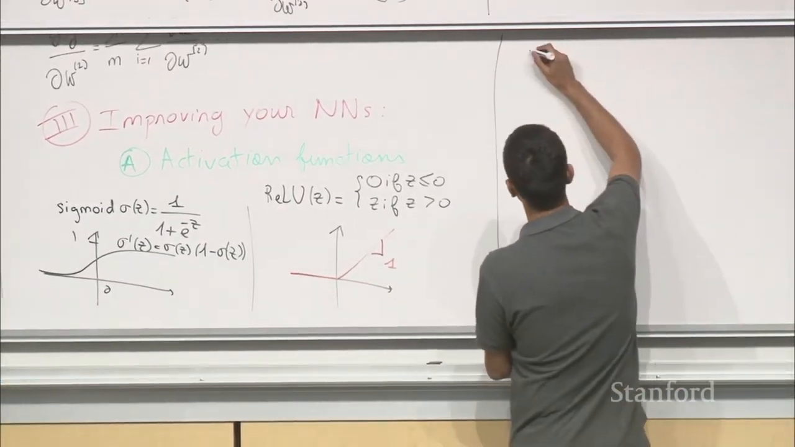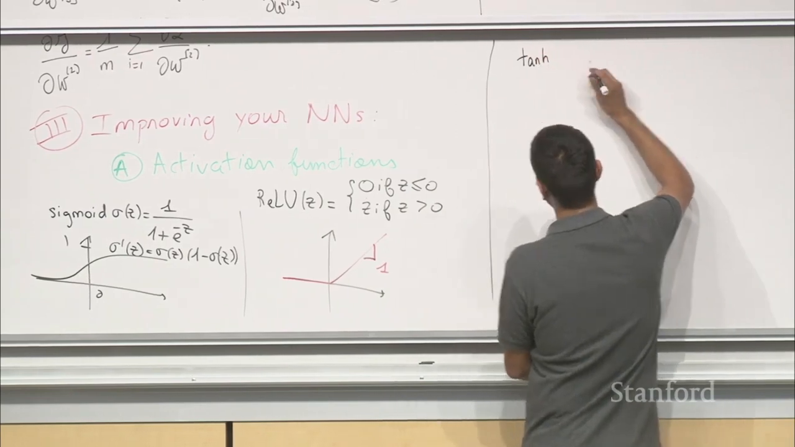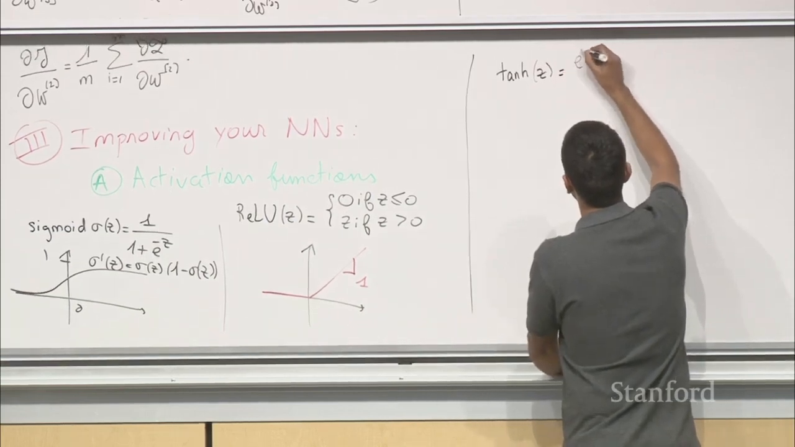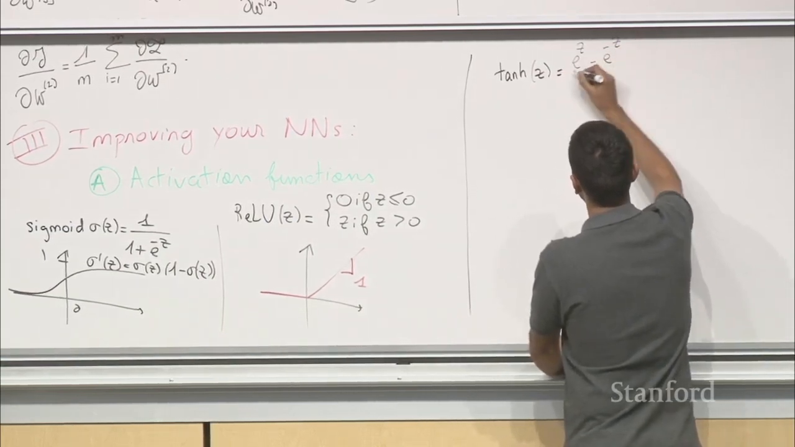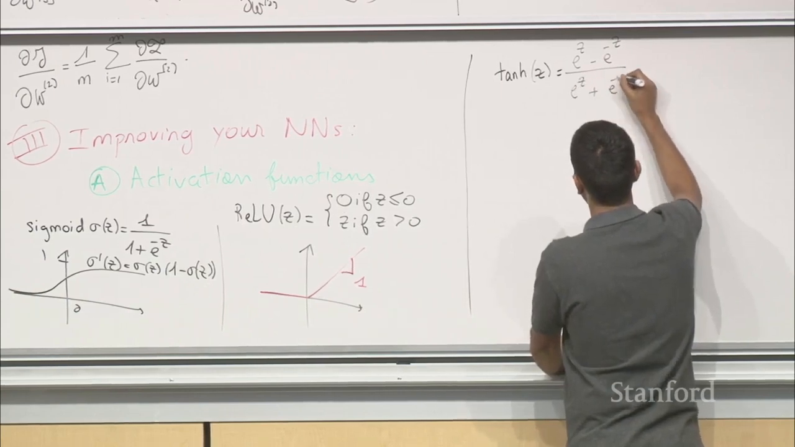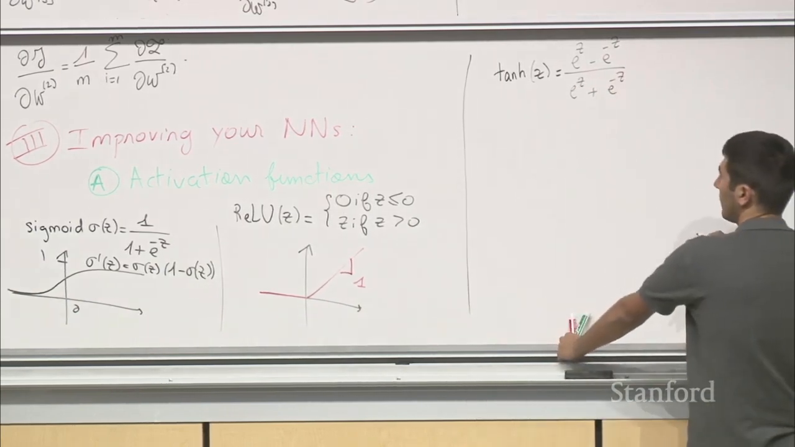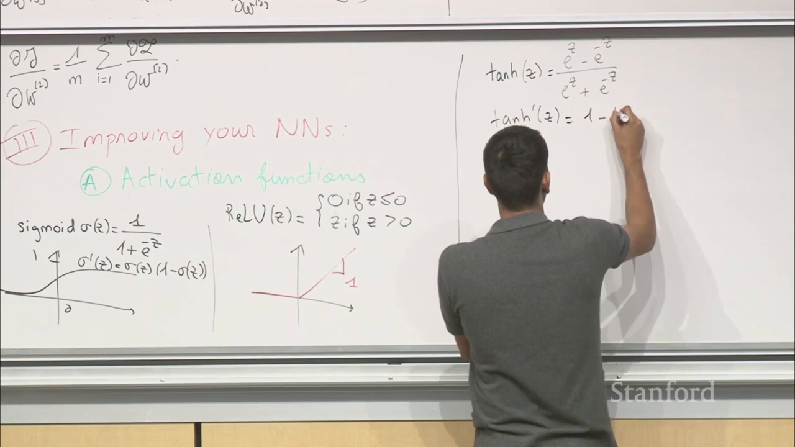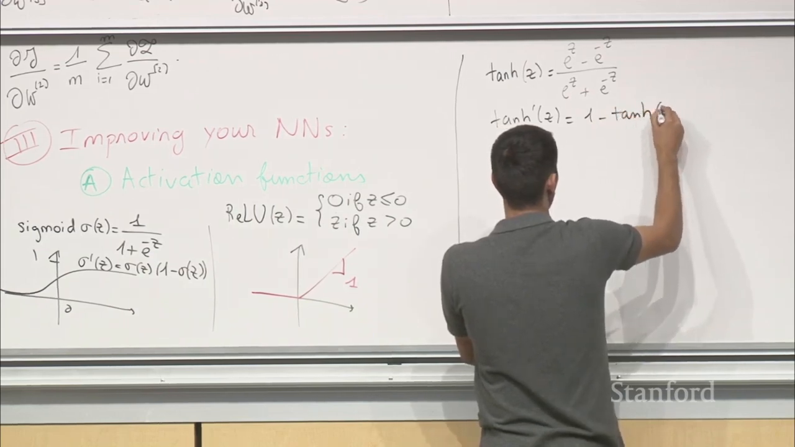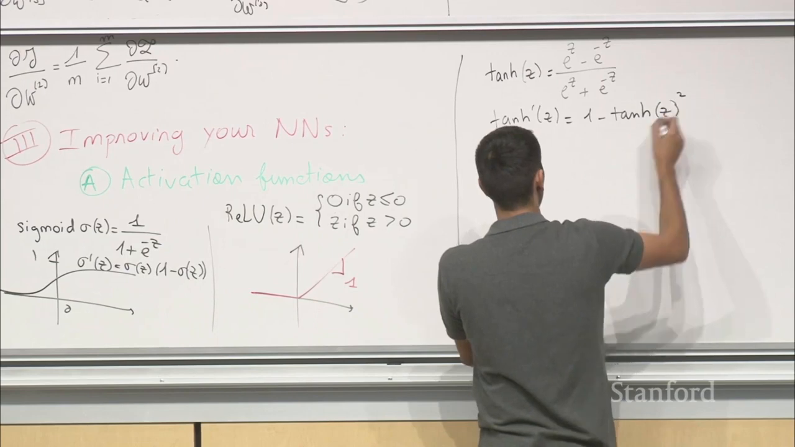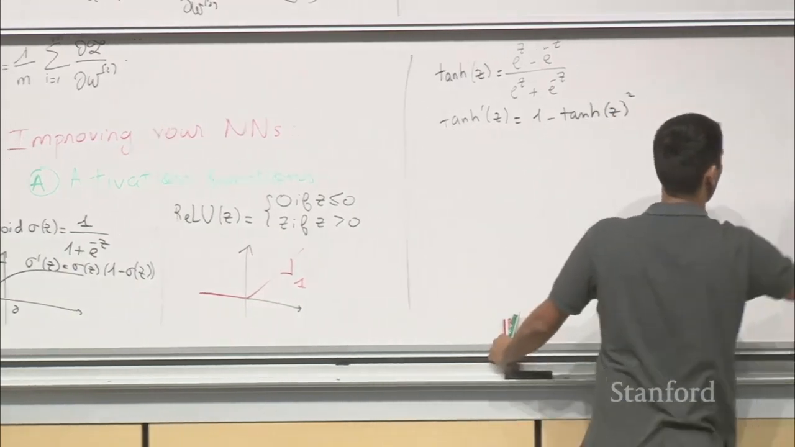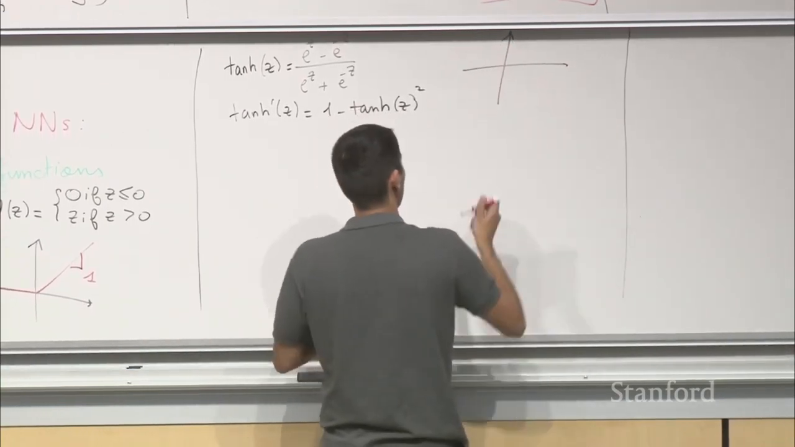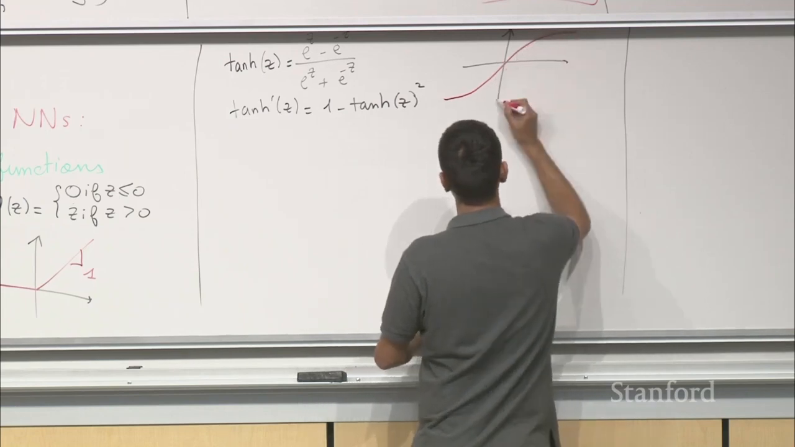And finally, another one we are using commonly as well is tanh, the hyperbolic tangent. And tanh of z equals exponential z minus exponential minus z over exponential z plus exponential minus z. The derivative of tanh is 1 minus tanh squared of z. And the graph looks kind of like sigmoid, but it goes between minus 1 and plus 1.